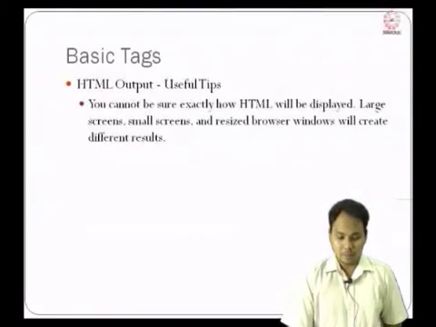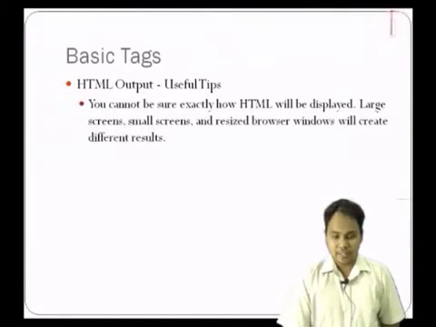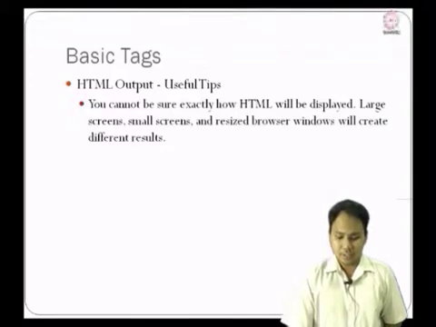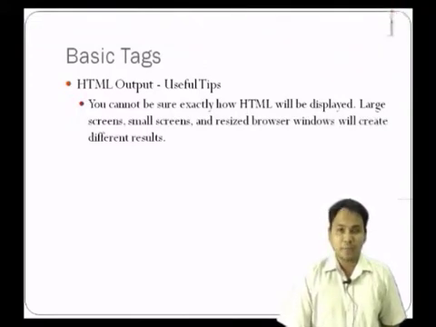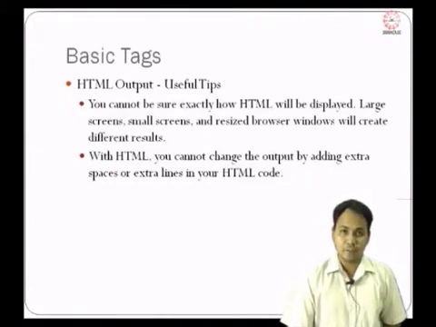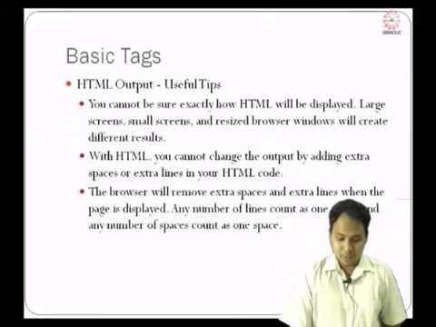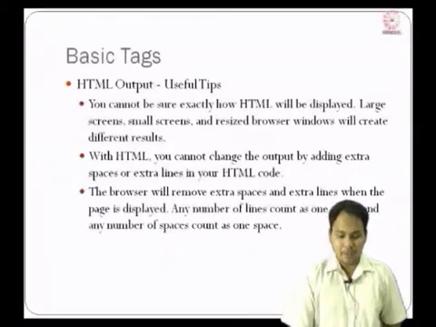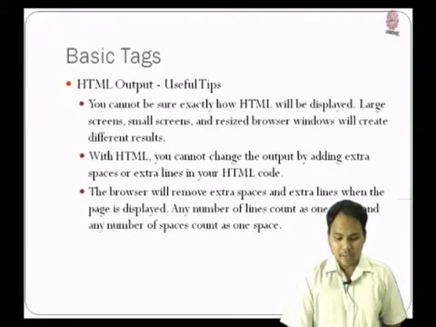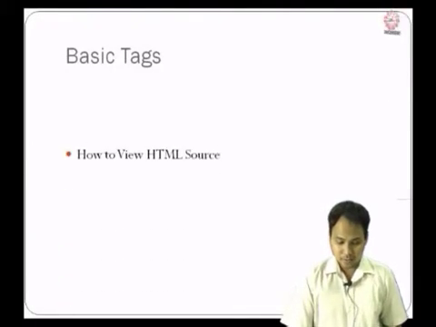HTML output useful tips. You cannot be sure exactly how HTML will be displayed. Large screens, small screens, and resized browser windows will create different results. With HTML, you cannot change the output by adding extra spaces or extra lines in your HTML code. Otherwise, you need to use the BR tag or the NBSP for some spacing. The browser will remove extra spaces and extra lines when the page is displayed. Any number of lines count as one space and any number of spaces count as one space.